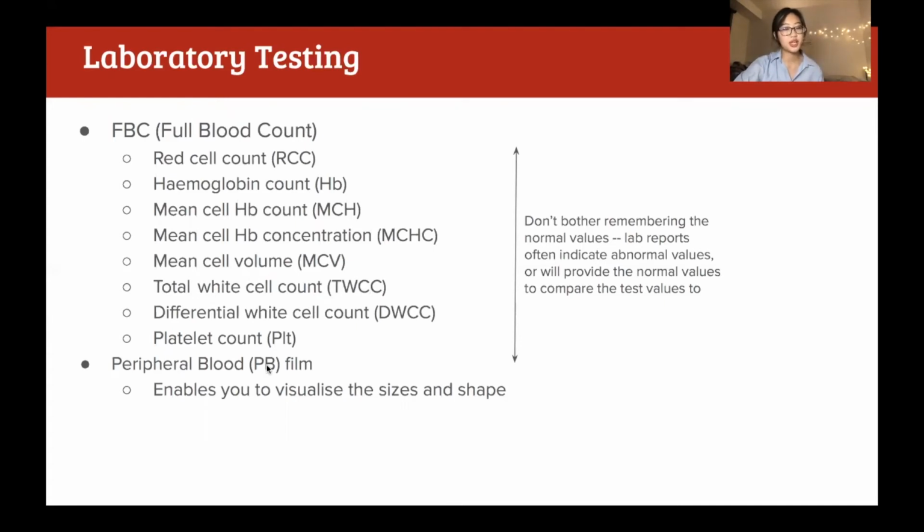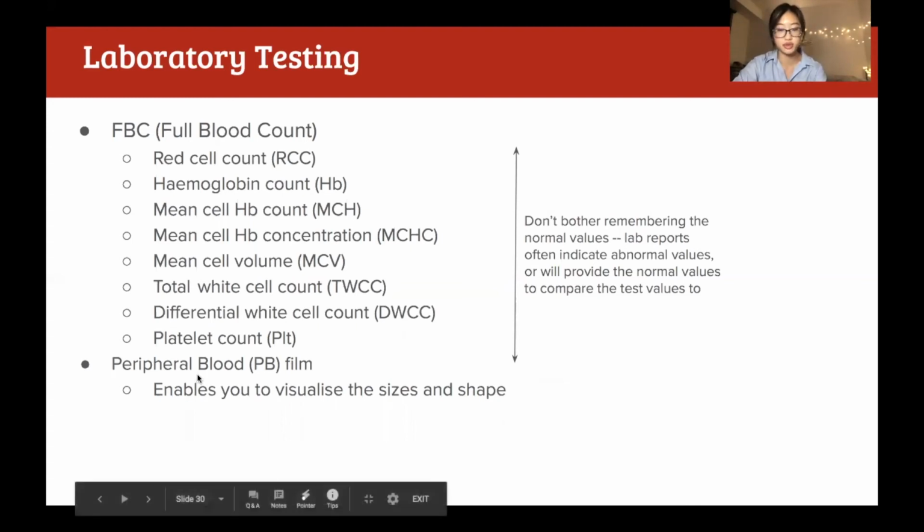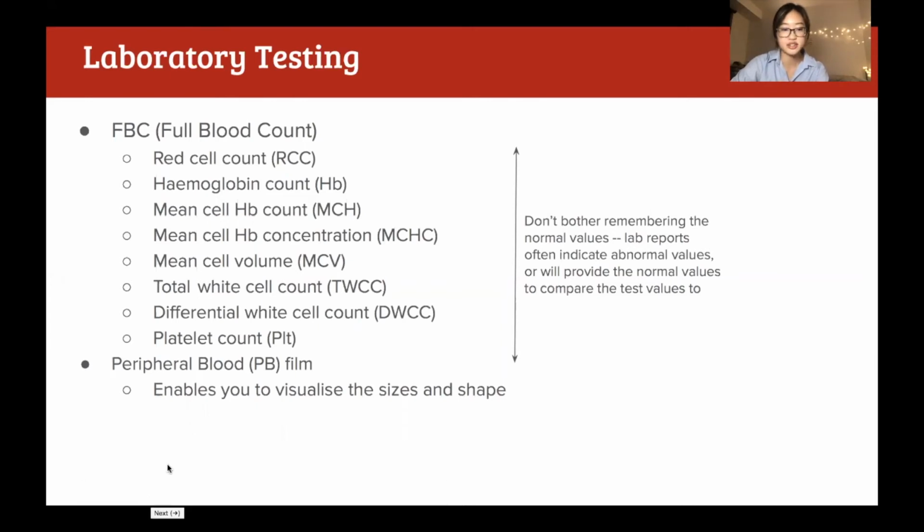And peripheral blood film. This basically enables you to visualize the shapes and sizes of your different blood cells. So basically, if you have sickle cell anemia, you would probably be able to see that on the peripheral blood film, because you would be able to see the shapes and sizes of your blood cells.